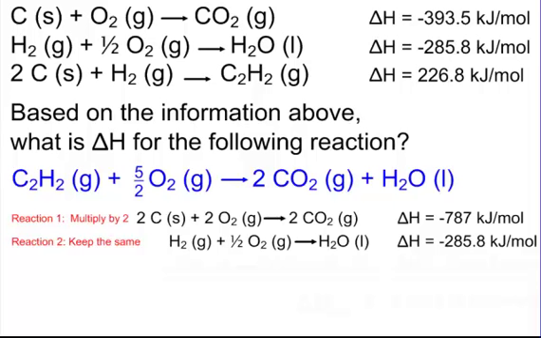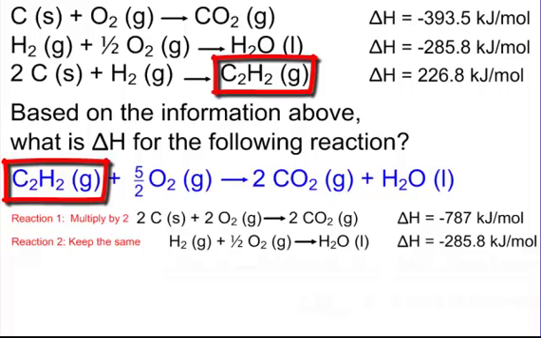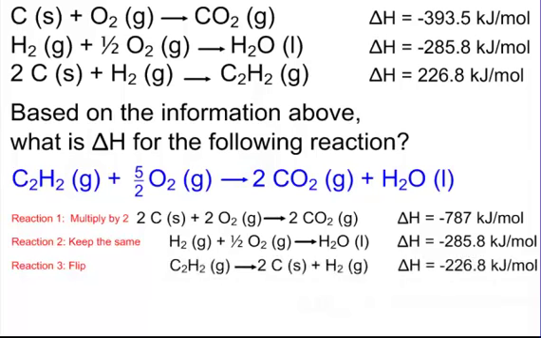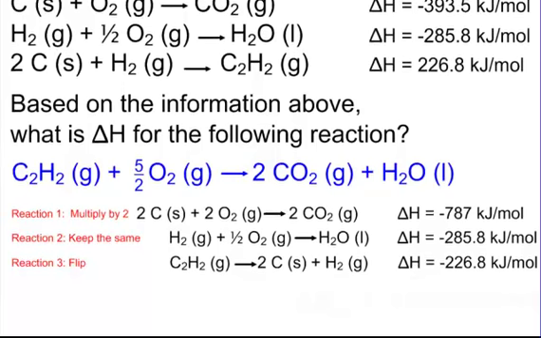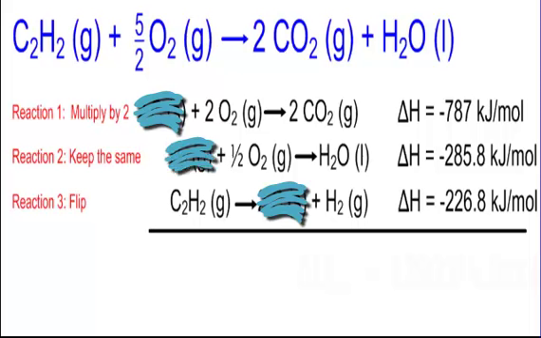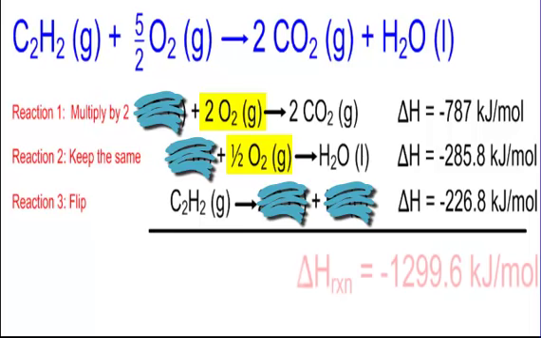Let's take a look at my third reaction. The C2H2 is what I'm going to zero in on. You can see it's on the product side, whereas I want it on the reactant side. So what do I have to do? Flip reaction 3, which means the C2H2 goes to the reactants, whereas the 2 carbons and the 1 hydrogen gas go to the products. And take a look at what happened to my sign. It went from positive 226.8 to negative 226.8. When I add up everything, take a look at what cancels out. My 2 carbons are in my reactants and products, so those cancel out. My hydrogen gases cancel out. And my oxygens become 2.5, or 5 halves. And everything else is perfectly done. So what do I do to my delta H's? I add them all up, and I get negative 1299.6 kilojoules per mole, and that's the heat of my reaction.